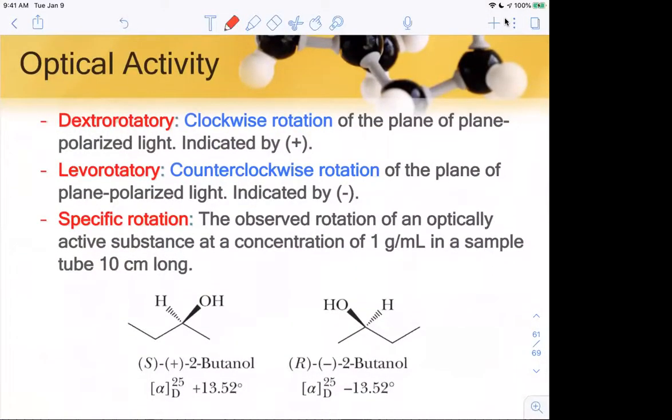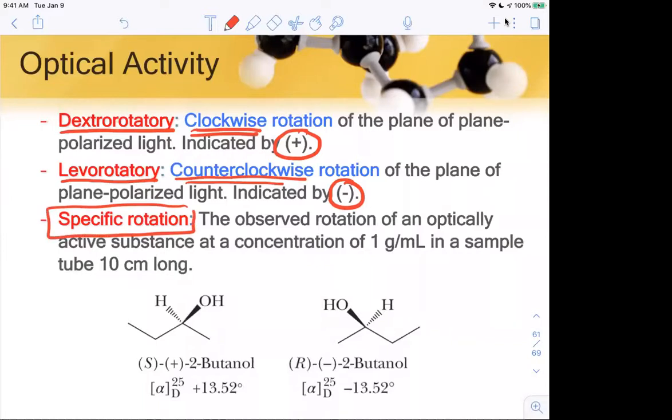If my compound rotates the light clockwise, it is indicated by a plus sign. If my light is rotated counterclockwise, it's indicated by a negative sign. This specific rotation is the actual observed rotation of that optically active substance in a very controlled environment. So every sample has a concentration of 1 gram per mL, and my sample tube is the same length.